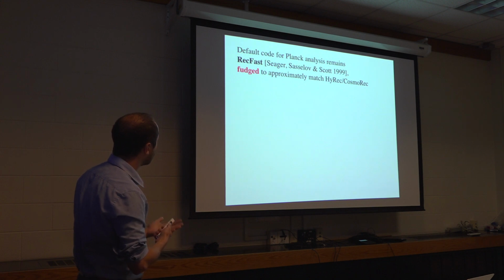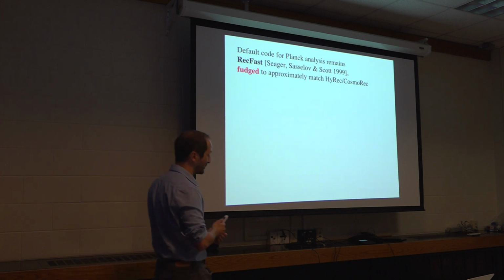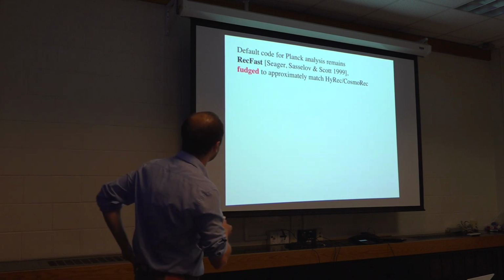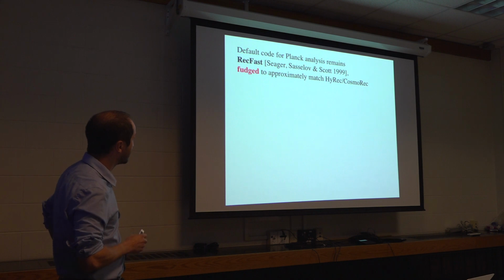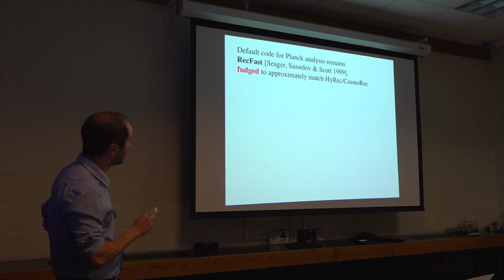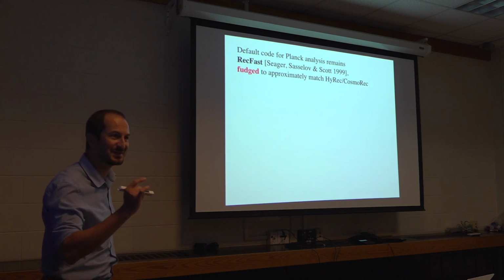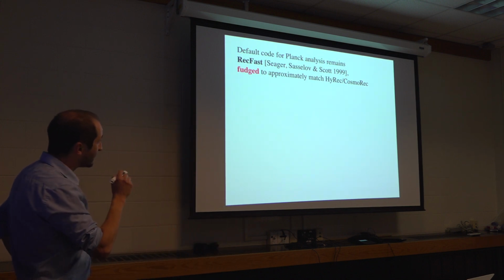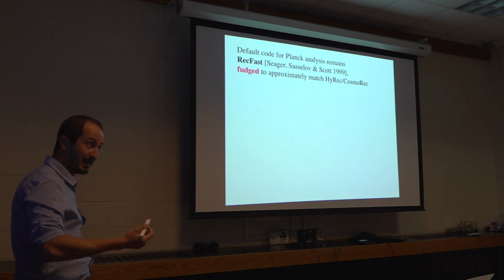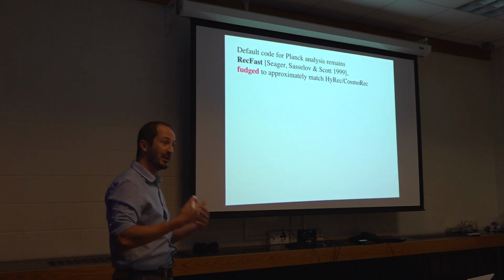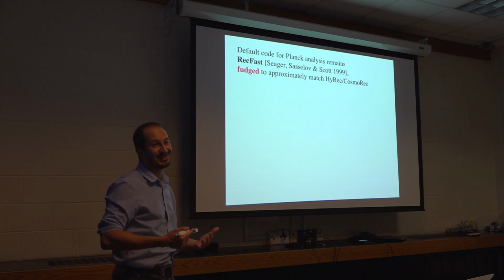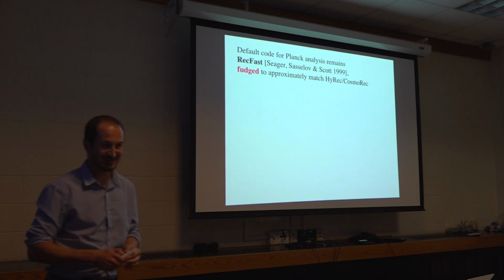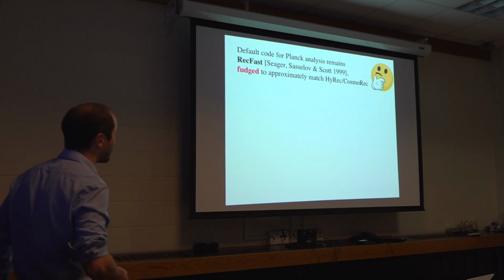Now it turns out that the default code that was used for WMAP, and is still used currently for the Planck data analysis, is the code RecFast, which was written by Seager, Sasselov, and Scott. I think Sasselov is still here; I'm not sure if he's in the audience. But I don't think he works in cosmology anymore. This code does not have all of the physics that is in HiREC and CosmoRec, but it was fudged with some fudge function to approximately recover the correct physics. And that was very surprising to me.